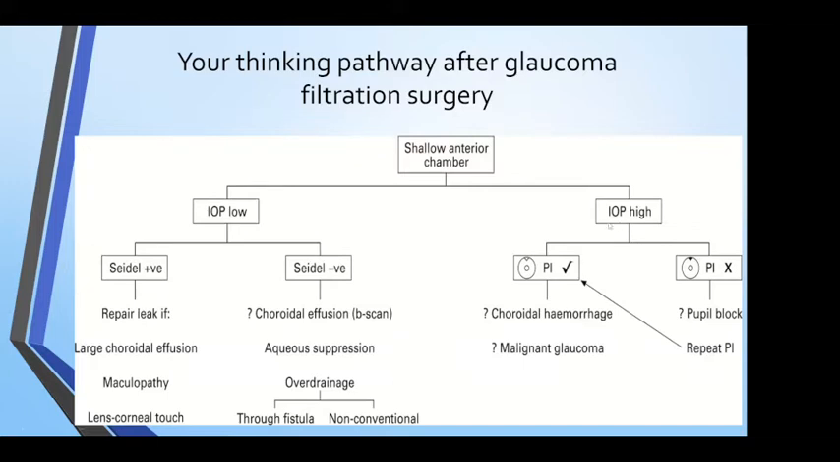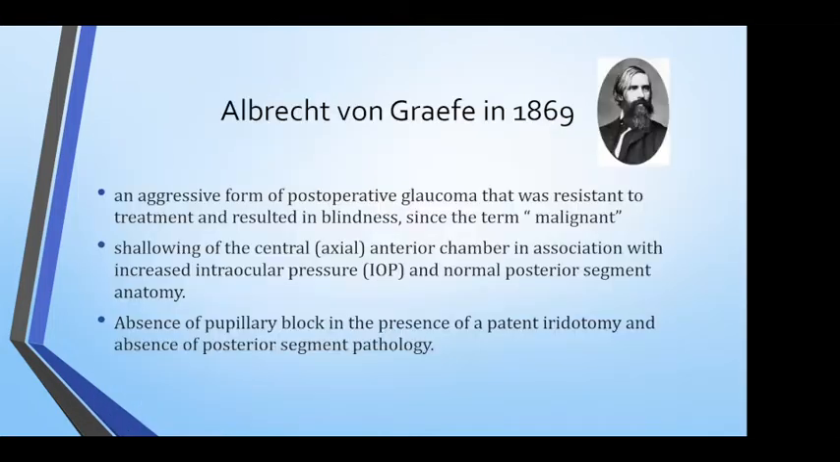But if we have a high IOP, first thing you want to check is whether there is a patent PI, a closed PI, or no PI. If there is no PI, then you think of pupillary block. If there is a patent PI, then think of choroidal hemorrhage or malignant glaucoma. And again, high IOP can also be divided into a formed AC or a flat AC. Each one can be different.